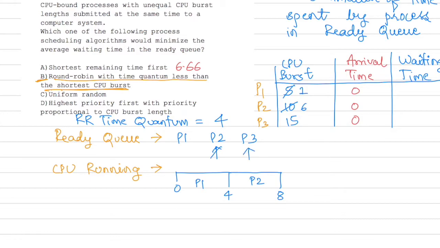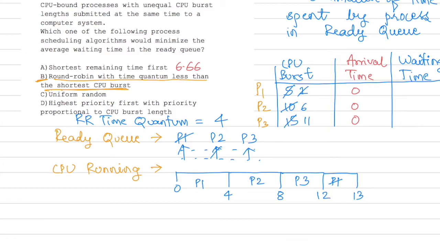Next, we schedule P3. Since this is round robin, we have to go from P1 to P2 to P3, then P1 to P2 to P3. In this way, we have to do a round robin. So P3 runs for 4 seconds, that is till 12, and so we have 11 remaining. Now again, we come to P1. Only 1 second is remaining, so it will run only for 1 second, 12 to 13. And this is where P1 goes out of the system. It terminates. So P1 is out.